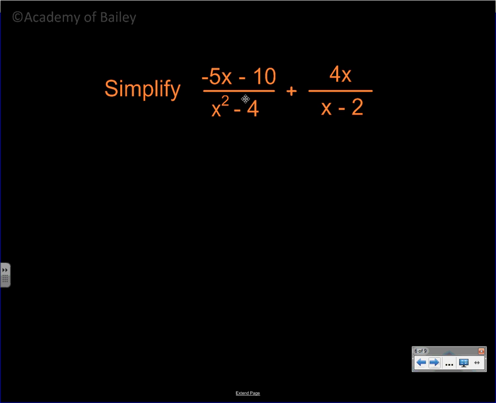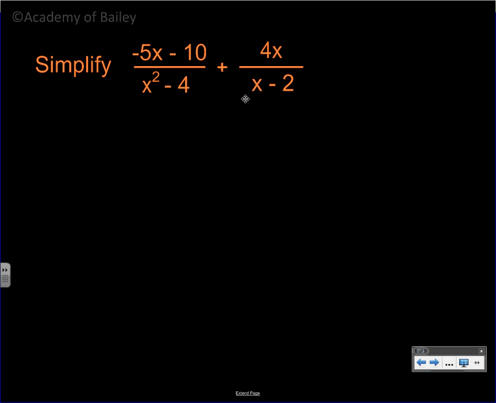Let's go ahead and look here again. You see another x squared. So it's a perfect square, and it's minus, so we have a difference of perfect squares. So this factors to x minus 2 and x plus 2.